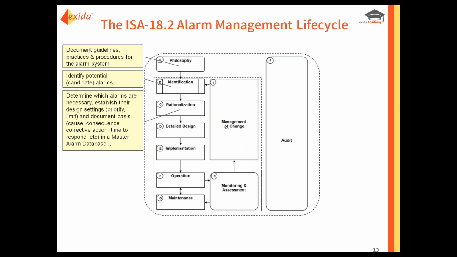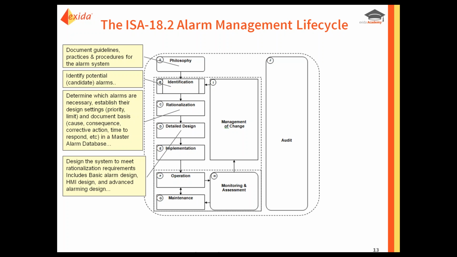Now, one thing I want to make you aware of is that as part of an alarm, of configuring an alarm, there are a bunch of what we would call attributes. They are parameters of the alarm. Alarm set point or alarm limit, alarm priority are examples of those. Some of those alarm attributes are defined during rationalization. Others are defined during detailed design. And detailed design is actually where we find basic alarm design. Detailed design consists of 3 different activities: basic alarm design, HMI design, and advanced alarm design.